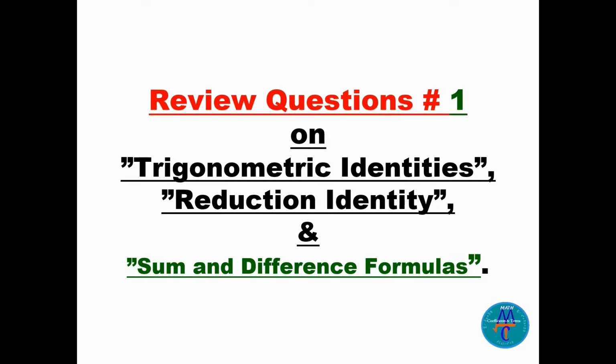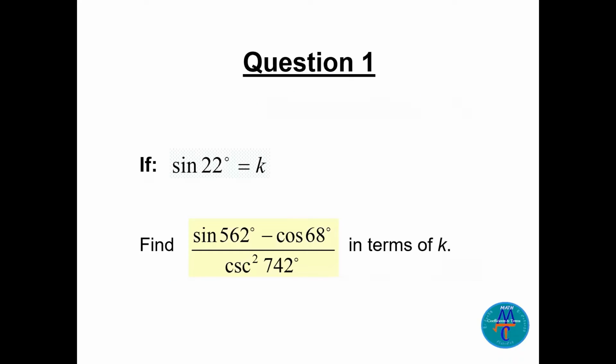This is review questions number 1 on trigonometric identities, reduction identity, and sum and difference formulas. Question number 1: if sine 22 degrees is equal to k, let's find sine 562 degrees minus cosine of 68 divided by cosecant squared of 742 degrees in terms of k.